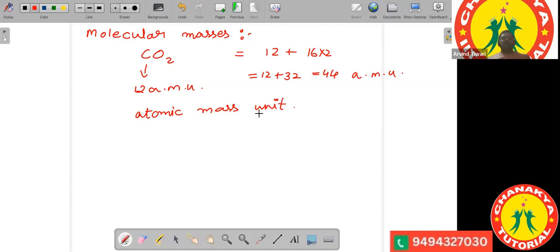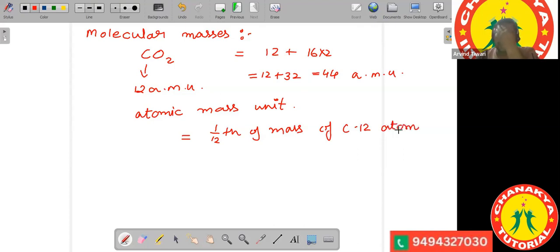So what is atomic mass unit basically? It's not gram, it's not kilogram. As we see, in our daily life we are using kilograms and grams as a comparison. If you compare the mass of a substance with 1 kilogram and it is equal, it will be just 1 kilogram. If you double it, it will be 2 kilogram. In a similar way, atomic mass unit is equal to 1/12 of the mass of a carbon 12 atom. If you take a carbon 12 atom, then 1/12 of its mass is equal to 1 atomic mass unit.